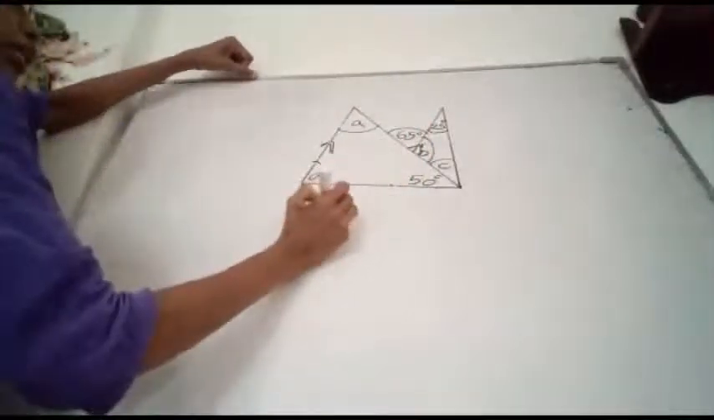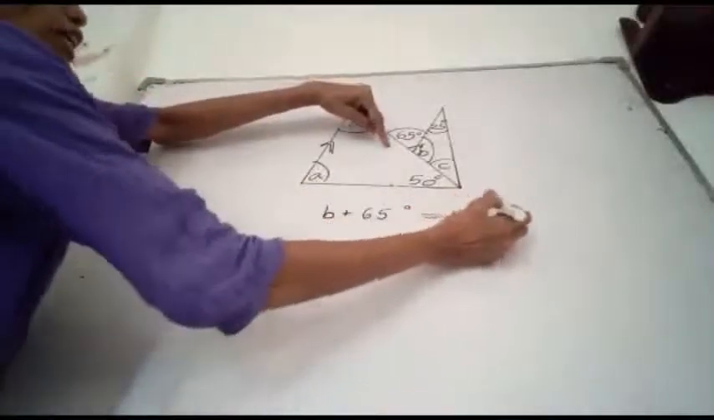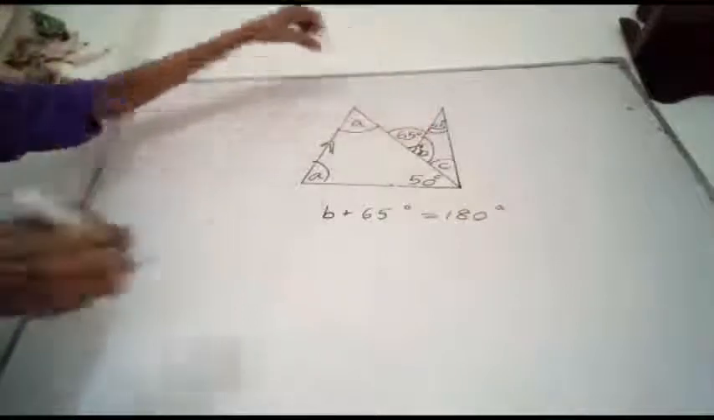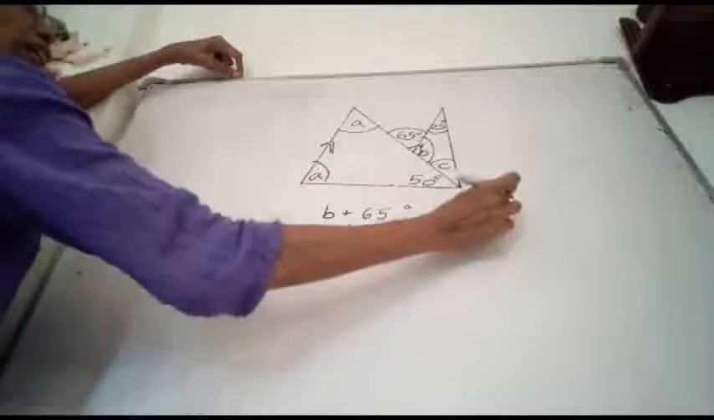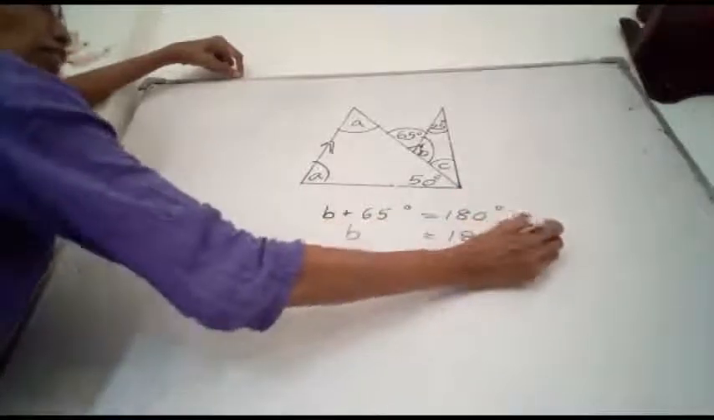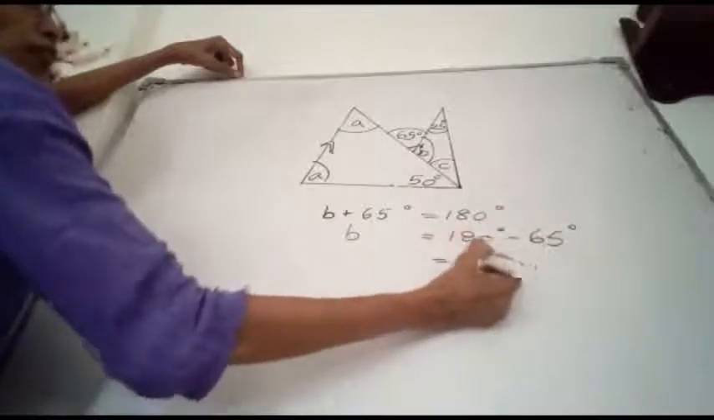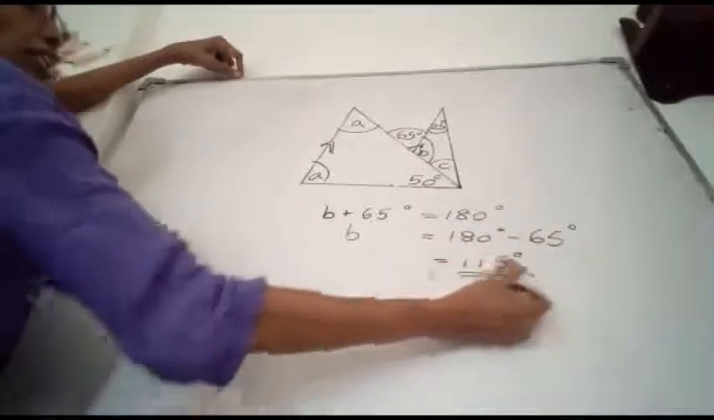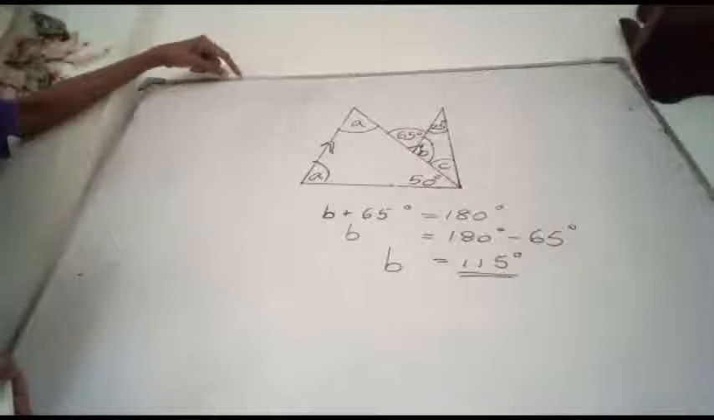Then B plus 65 is equal to 180 degrees. They are adjacent angles. B is equal to 180 subtract 65, which is equal to 115 degrees. B is equal to 115 degrees.